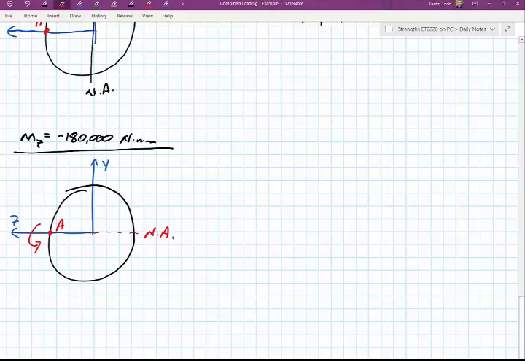So hopefully you can see that up here, that would be in tension. Down here would be in compression. A is right in between. So I have a sigma. If it was there, it would be xx, but it's equal to 0 because it's on the neutral axis.